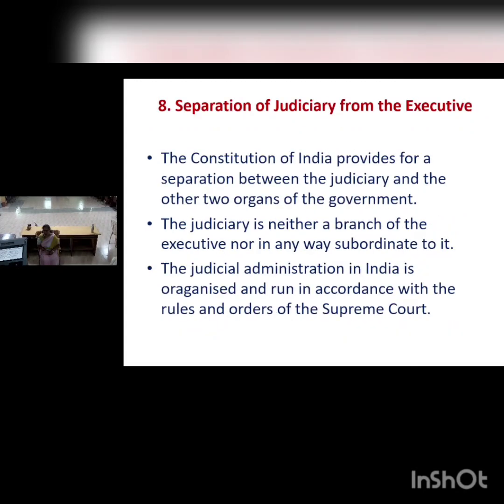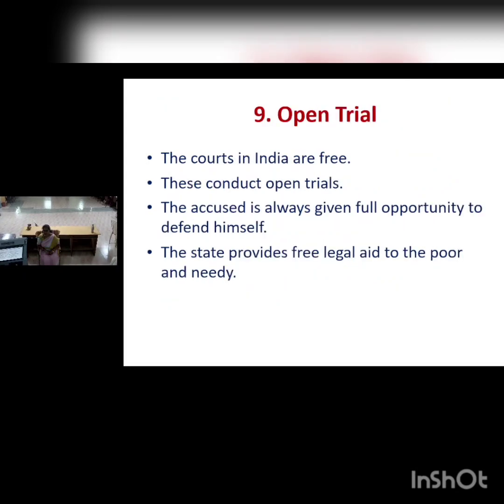Separation of judiciary from the executive. The Constitution of India provides for a separation between the judiciary and the other two organs of the government. The judiciary is neither a branch of the executive nor in any way subordinate to it. The judicial administration in India is organized and run in accordance with the rules and orders of the Supreme Court.